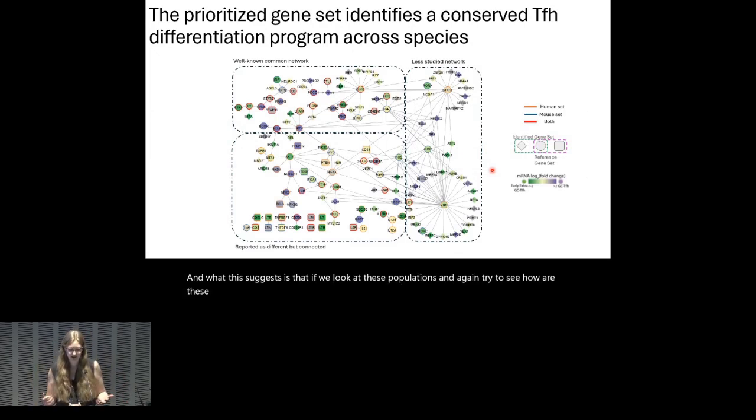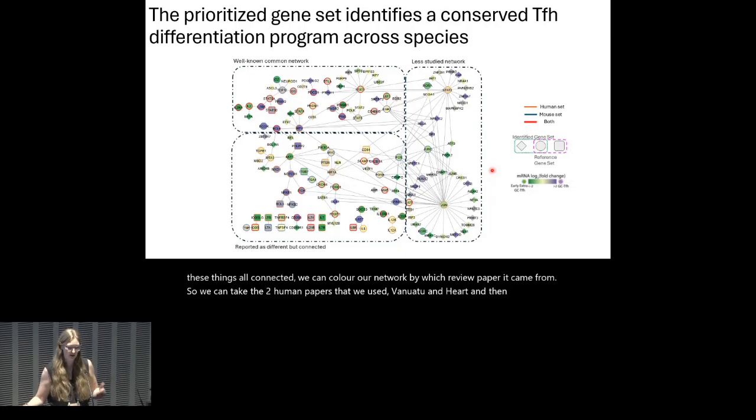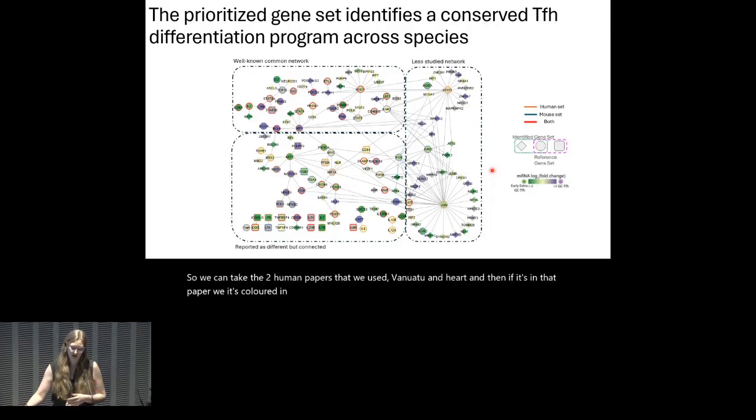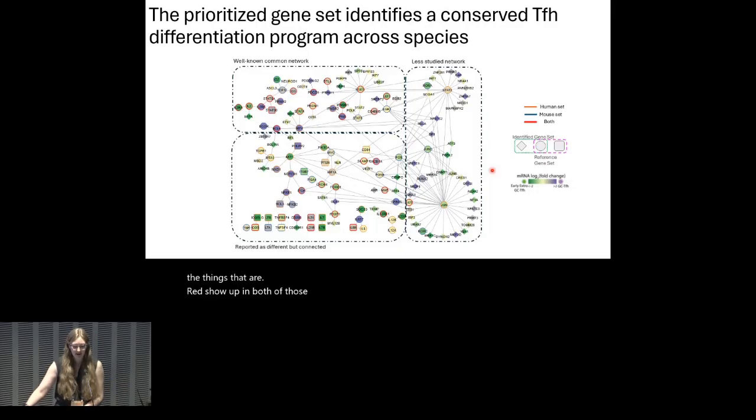things all connected, we can color our network by which review paper it came from. So we can take the two human papers that we used, Vinuesa and Hart, and if it's in that paper, it's colored in orange, and we can use the mouse set. Here it's colored in blue, and the things that are red show up in both of those contexts. And we have this well-known common network. That's your BCL6, that's your PRDM1, that's your PD1.